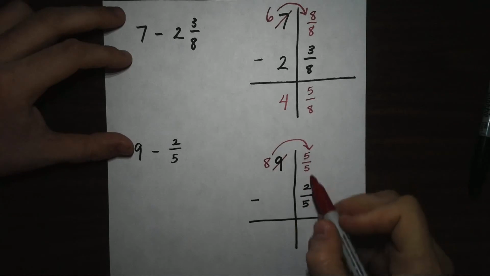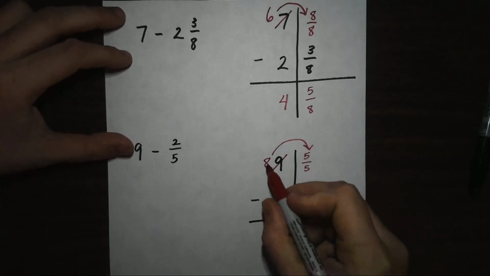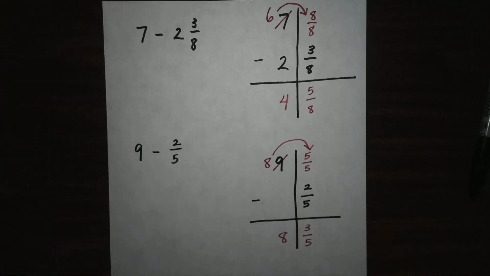So now I have 5/5 minus 2/5 gives me 3/5. And 8 wholes minus nothing still gives me 8 wholes. So my answer is 8 3/5.